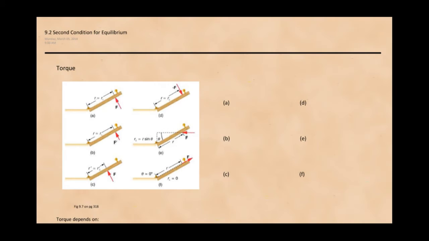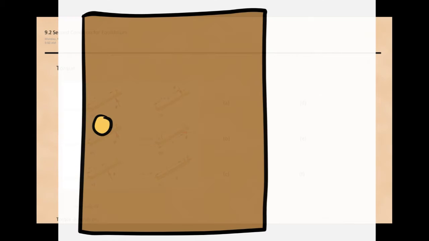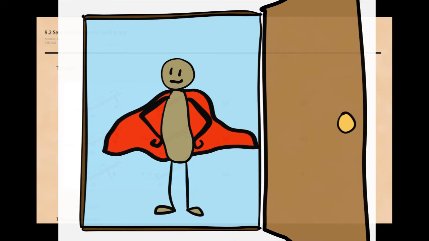Chapter 9, Section 2, we look at the second condition needed to achieve equilibrium. Imagine a situation where you're going to a party, you have this fancy new costume you want to show off. So when you arrive at the door, you want to make a dramatic entrance. So you throw open the door to show off your costume.